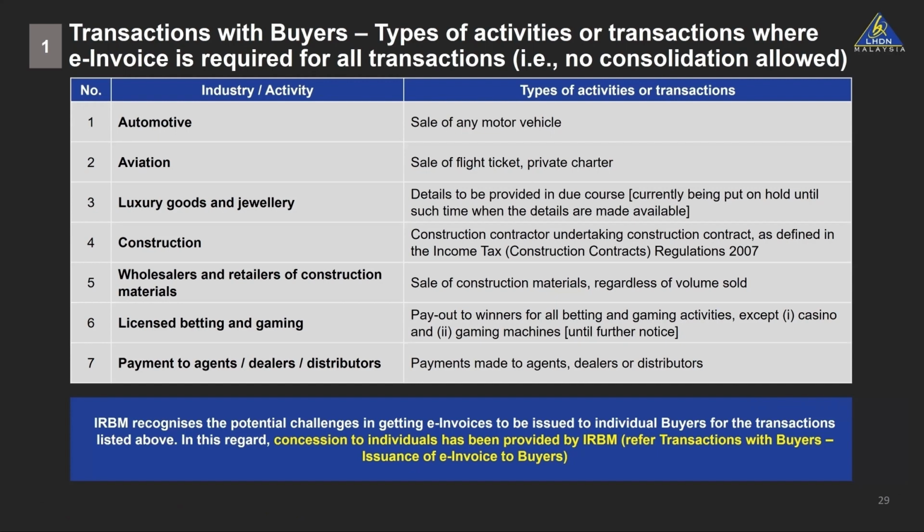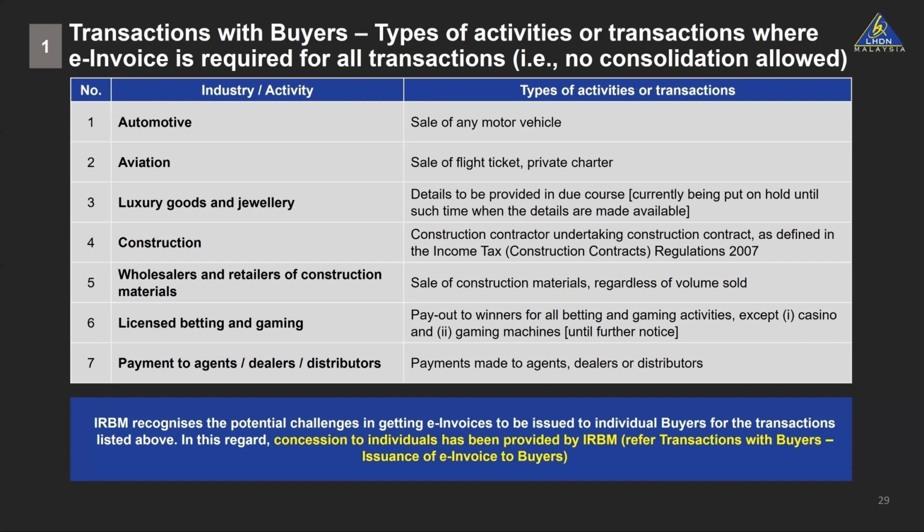menunjukkan kepada aktiviti perniagaan yang tidak dibenarkan untuk membuat consolidated e-invoice. Bermakna aktiviti ini perlu mengeluarkan e-invoice. Okay, kat sini ada 7 aktiviti. Pertamanya adalah automotive, aviation, luxury goods and jewellery, construction, wholesalers and retailers of construction material, licensing, betting and gaming, payment to agents, dealers and distributors. Okay, so aktiviti ni tidak dibenarkan untuk buat consolidate, mesti keluarkan invoice.